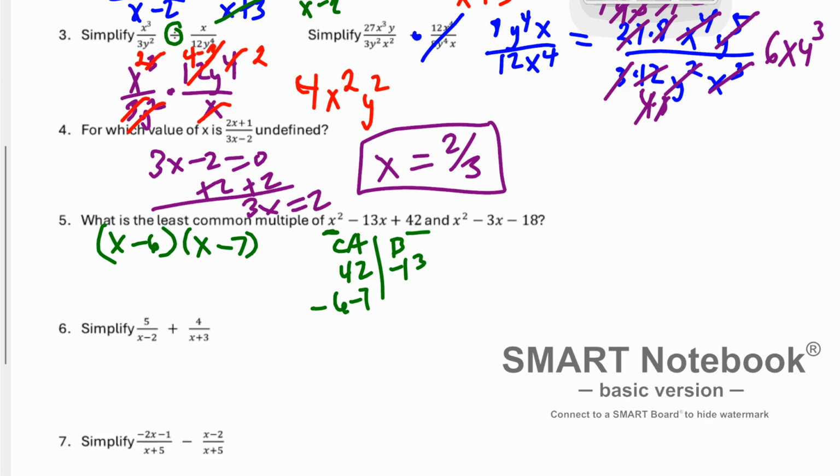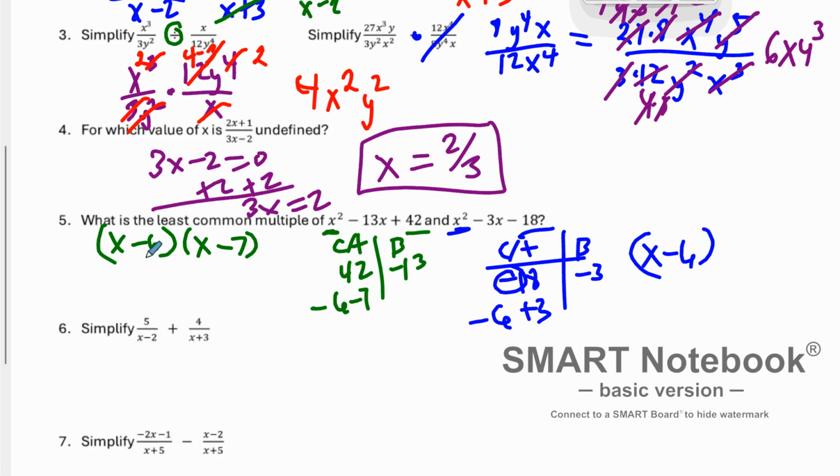Then I'm going to factor this one. Again, my cab would be negative 18, and my b here is negative 3. So what times what is 18 but subtracts to 3 would be 6 and 3. And because that's negative, I'm going to make the bigger number negative. So my other two factors are x minus 6, well, I already have that written over there, and an x plus 3.